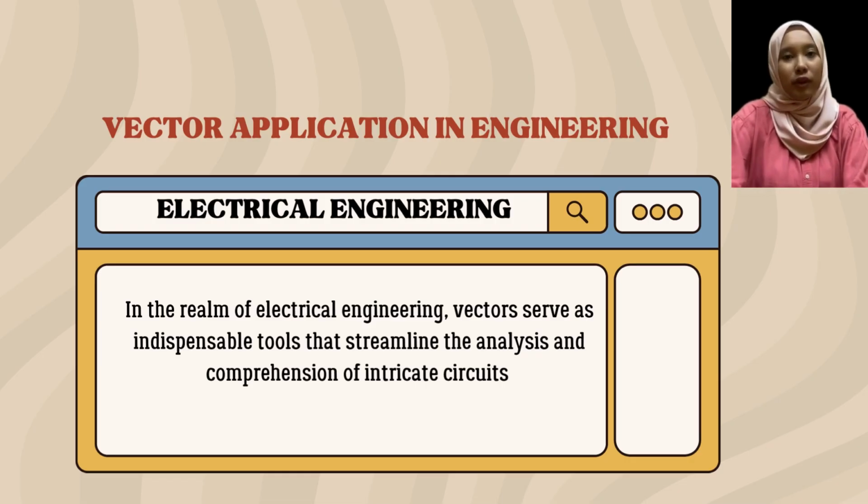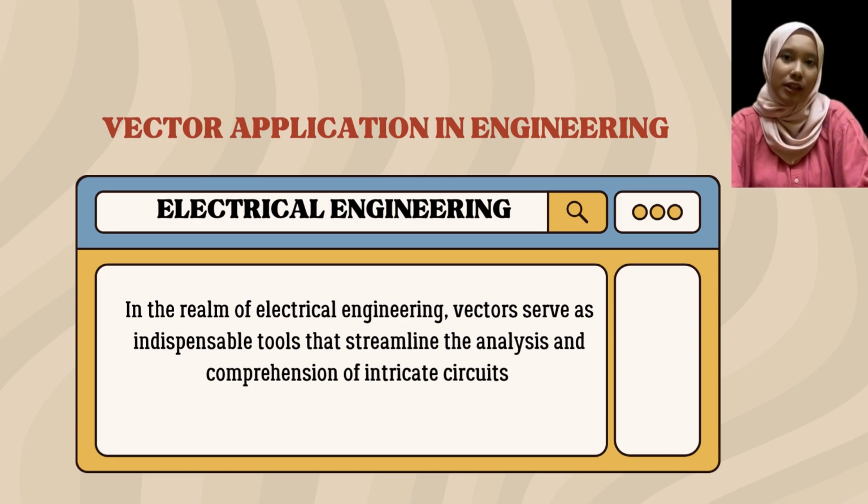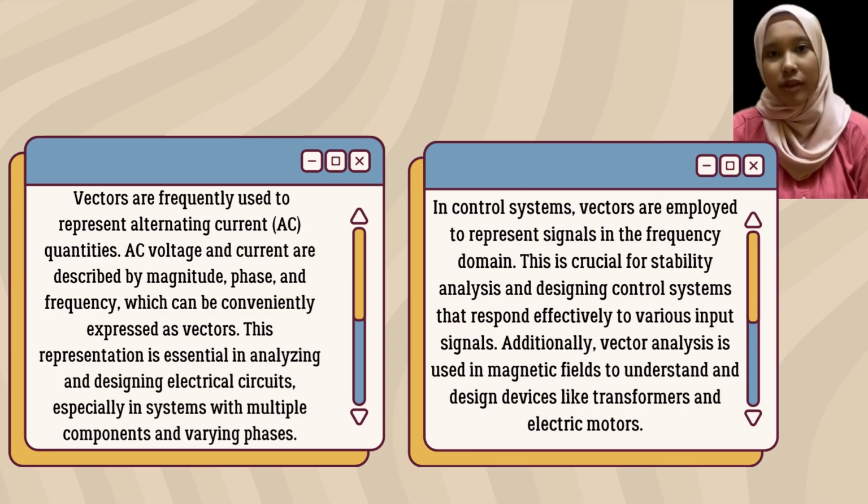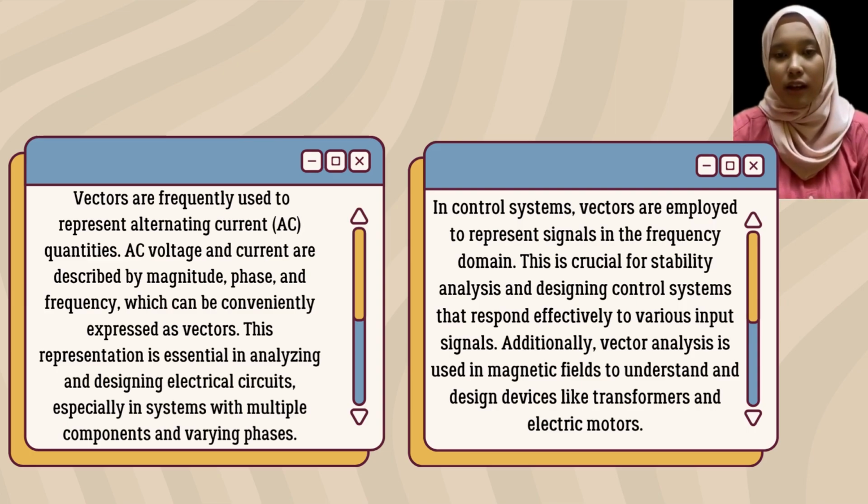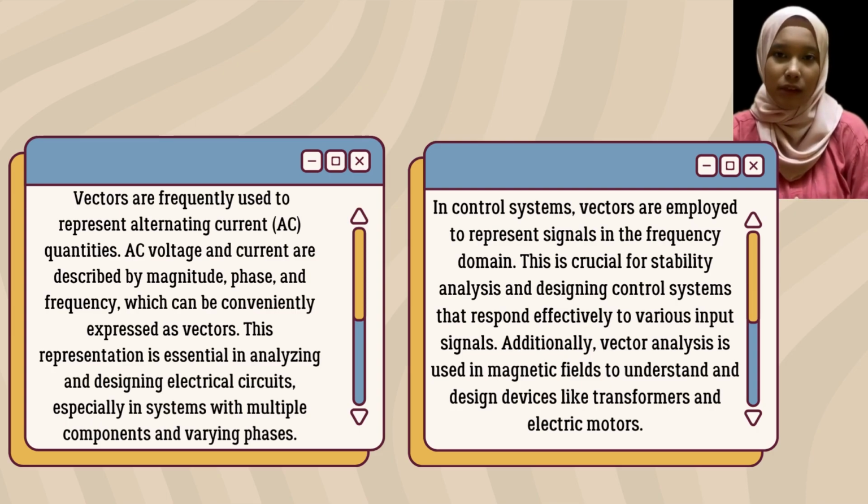And now I'm going to move on with our presentation, which is the application of vectors in engineering, specifically in electrical engineering. In the realm of electrical engineering, vectors serve as indispensable tools that streamline the analysis and comprehension of intricate circuits. Vectors are frequently used to represent alternating current, AC, quantities. AC voltage and current are described by magnitude, phase, and frequency, which can be conveniently expressed as vectors. This representation is essential in analyzing and designing electrical circuits, especially in systems with multiple components and varying phase.